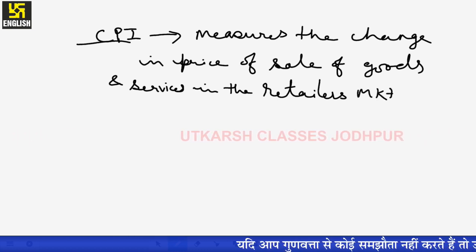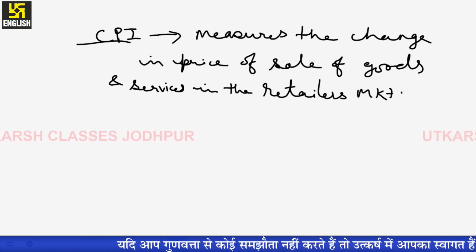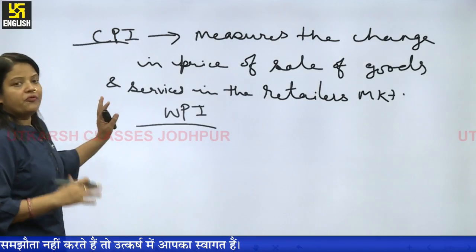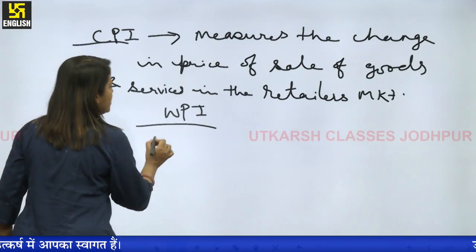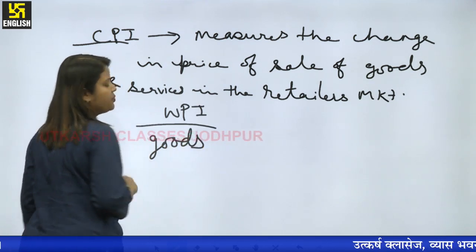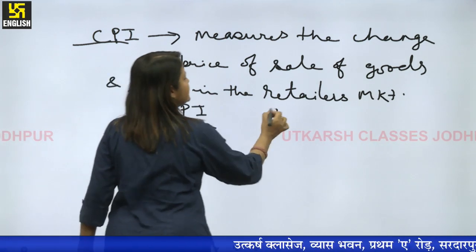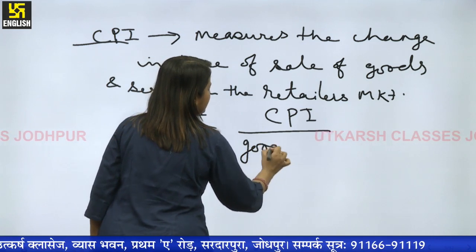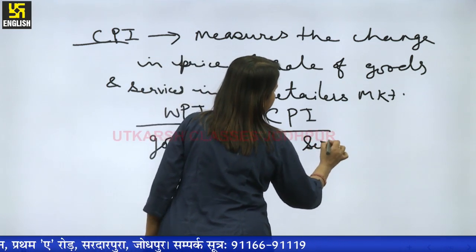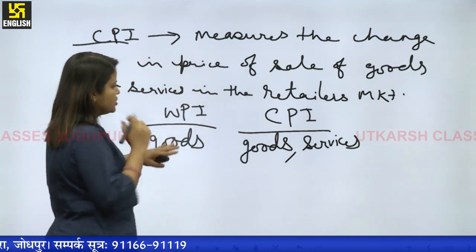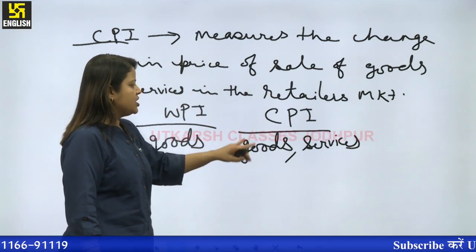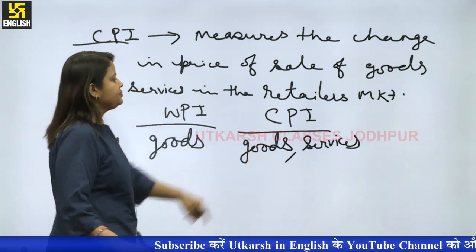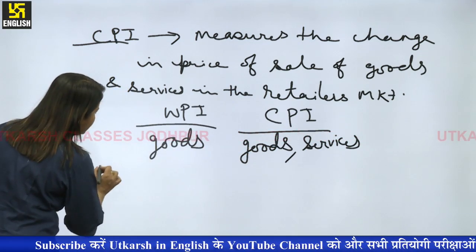So the major difference between WPI and CPI: WPI, wholesale price index, measures the changes in bulk quantity, and it considers goods only. But as far as CPI, the consumer price index, is concerned, it measures the price changes in goods as well as services.